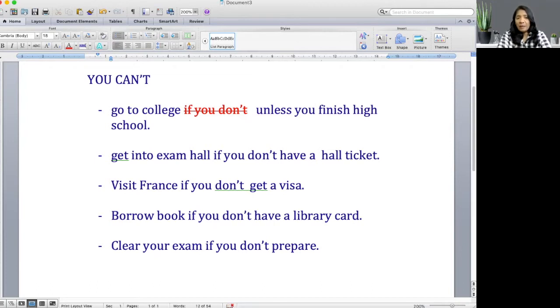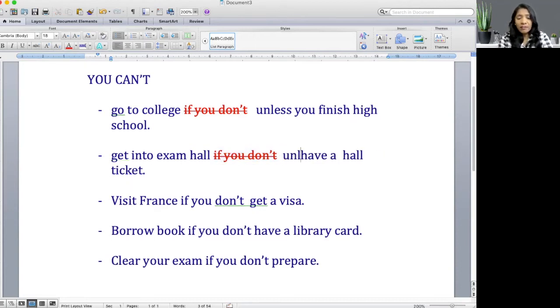The same way, the next example: you cannot get into exam hall if you don't have a hall ticket. So here the negative condition is if you don't, right? I just replace it with unless, like you cannot get into exam hall unless you have a hall ticket. The word unless automatically shows a negative here.